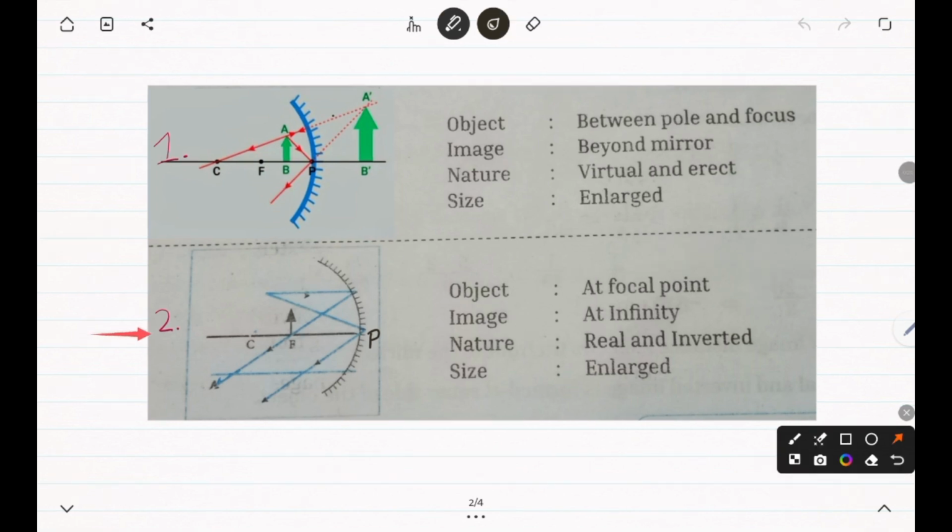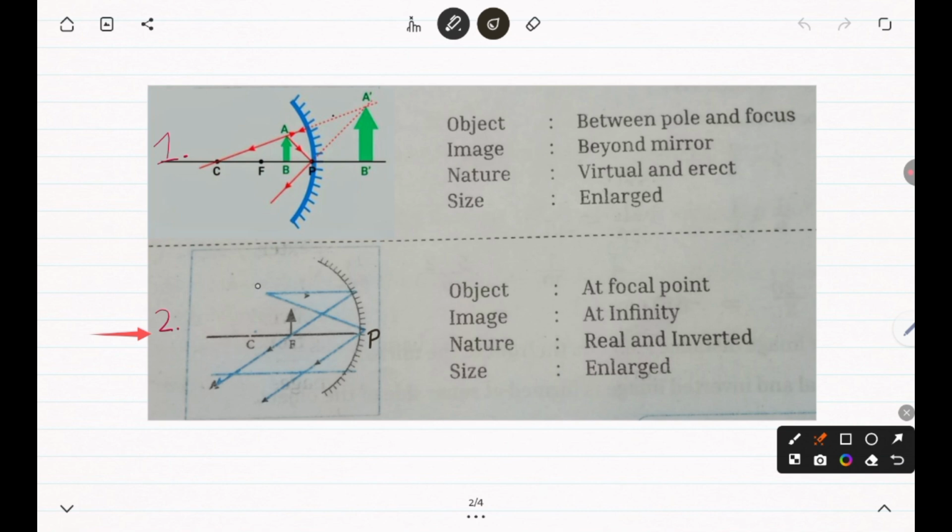Here guys, in this scenario our object is at the focal point. It's at the focus. The first ray will come parallel to the principal axis, and it will go by passing through the focus as per the image formation rule. If a ray comes parallel to the principal axis, it will surely go by passing through the focus.